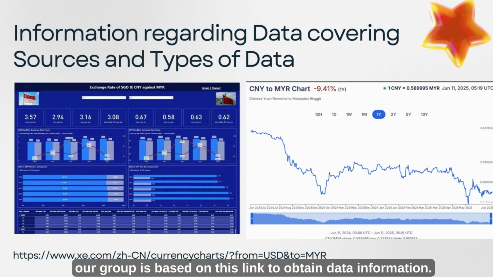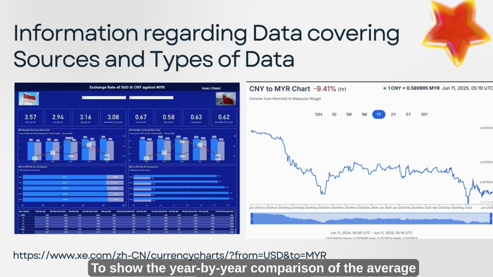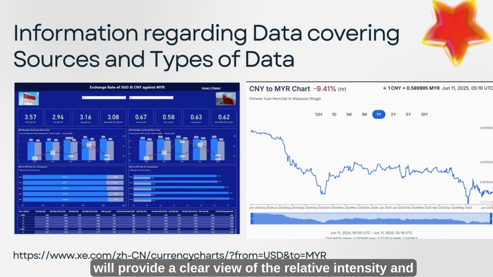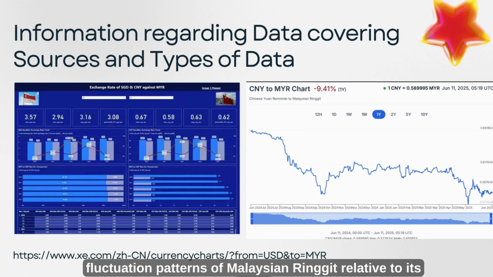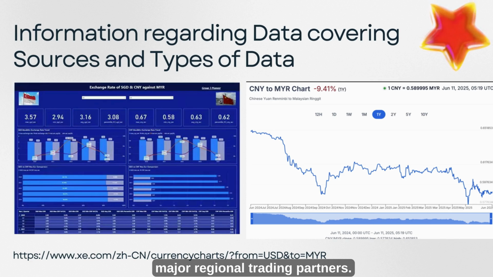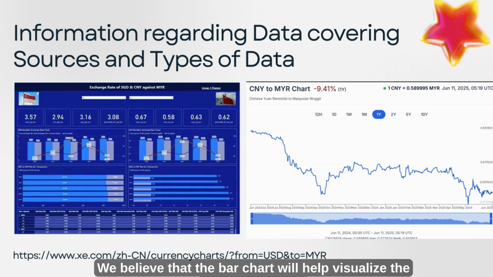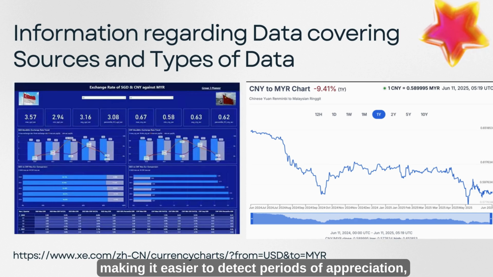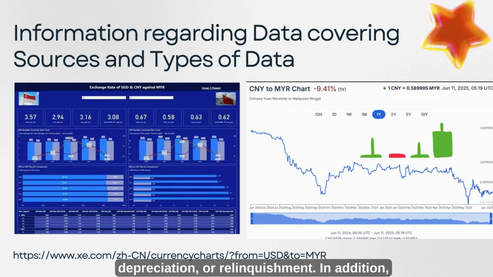The second point: our group is based on this link to obtain data information. To show the year-by-year comparison of the average exchange rate of the Malaysian ringgit with the Singapore dollar and Chinese yuan, these visual charts will provide a clear view of the relative intensity and fluctuation patterns of the Malaysian ringgit relative to its two major regional trading partners. We believe that the bar chart will help visualize the performance of the Malaysian ringgit with the Singapore dollar and Chinese yuan over time, making it easier to detect periods of appreciation, depreciation, or relative stability.